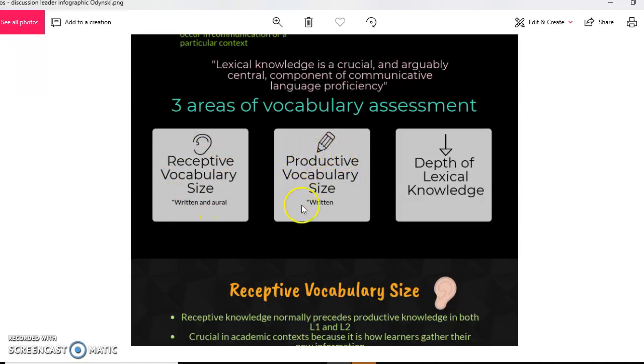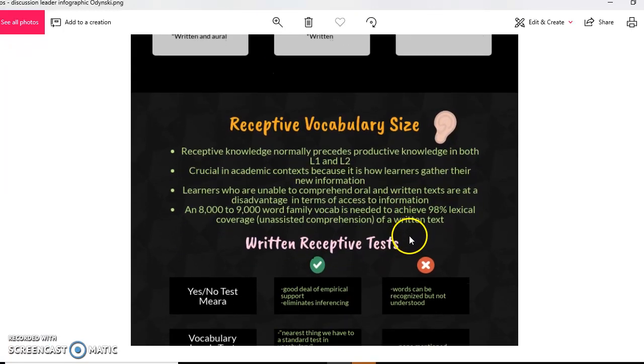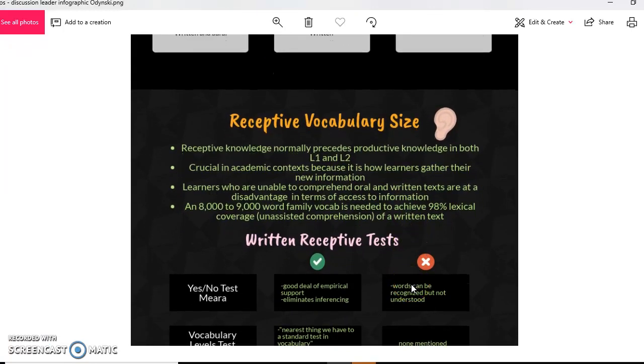The other area is productive vocabulary size, and in this particular article, they only subcategorize written productive. There is also spoken productive, but it's not really mentioned in this article. The third area of vocabulary assessment the authors mention is depth of lexical knowledge, and we will discuss that further in the presentation. To begin, we'll start with receptive vocabulary size. That is what the authors start with as well.